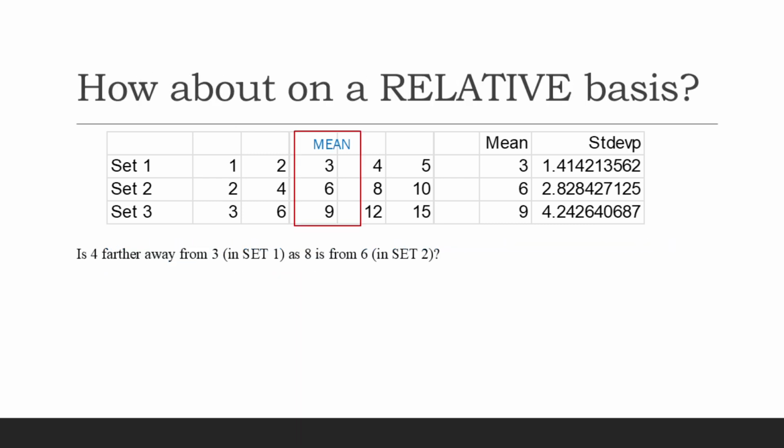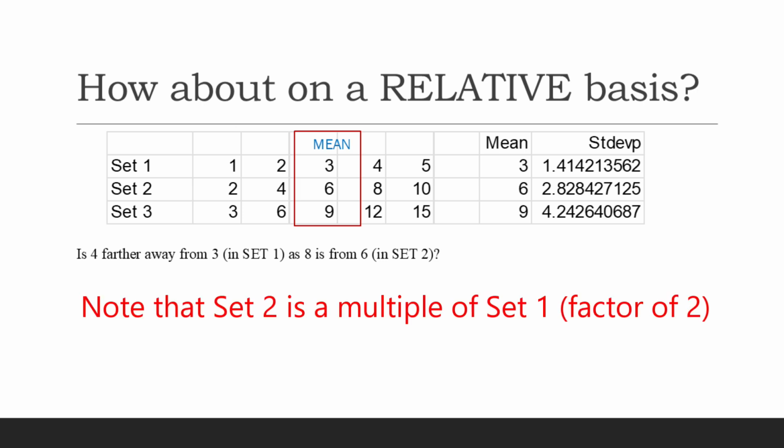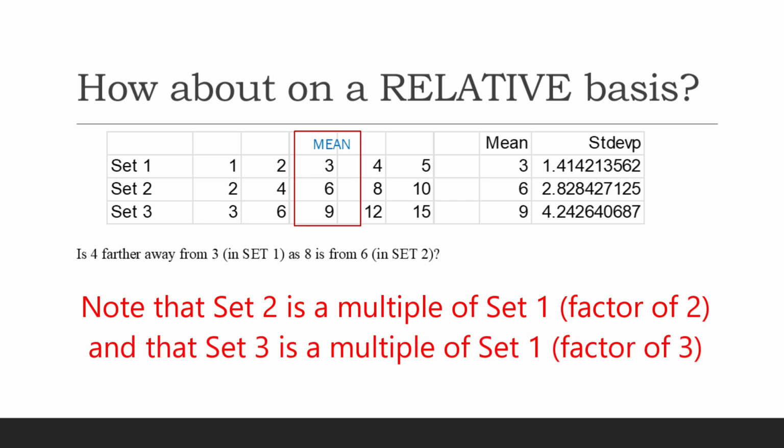But how about on a relative basis? Is 4 farther away from 3 as 8 is from 6 on a relative basis? Well, think about it. They're just multiples of each other, so theoretically, on a relative basis, since they are multiples of each other, then on a relative basis, it shouldn't be farther out.